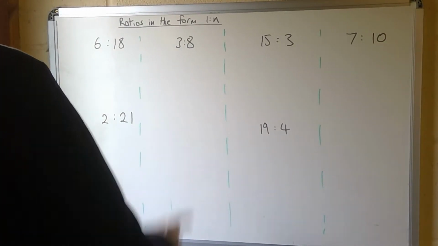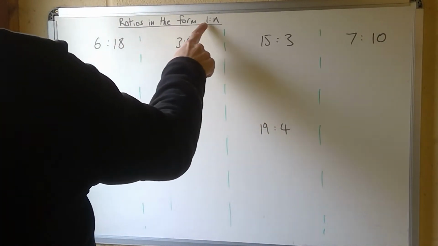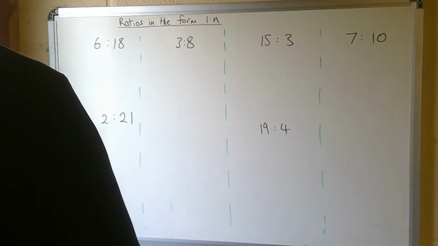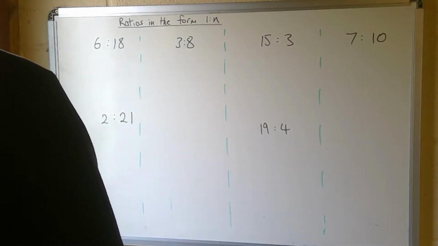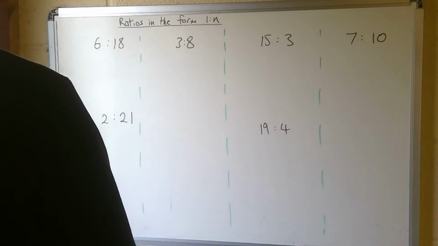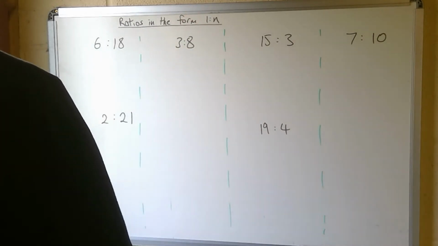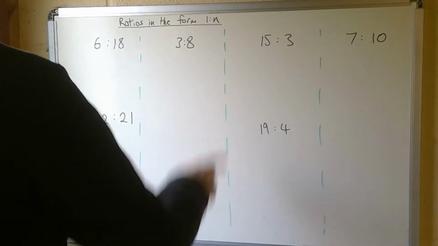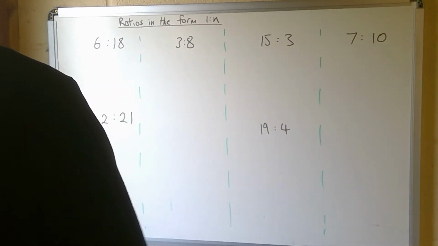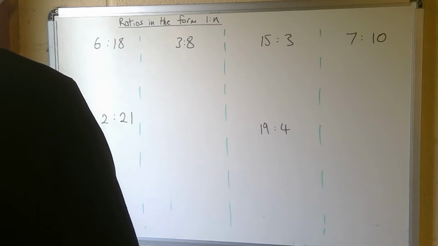Okay, today we're going to look at ratios in the form 1 to n. One of the main uses of ratios is to compare two or more amounts. And it's really helpful sometimes if one of your amounts is 1. So you can say, well, if I've got one of these, how many of the other do I need? So that's something we often do.